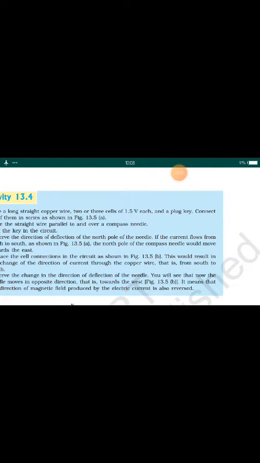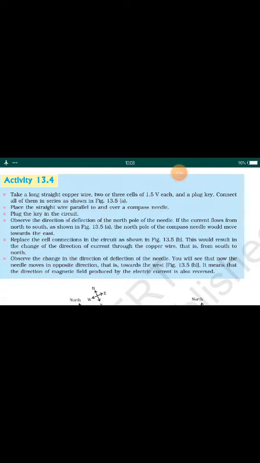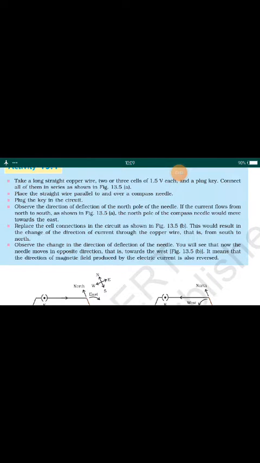If the current flows from north to south as shown in figure 13.5a, the north pole of the compass needle would move towards the east. Replace the cell connection in the circuit as shown in figure 13.5b.